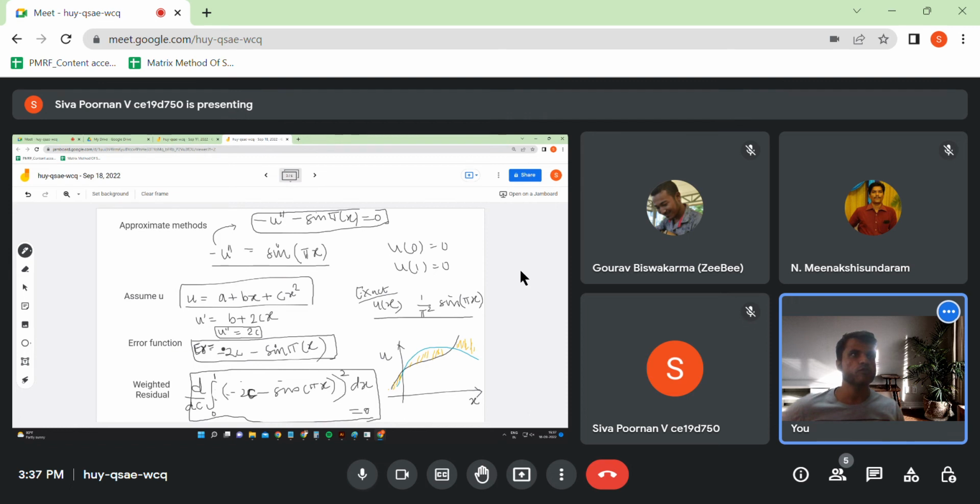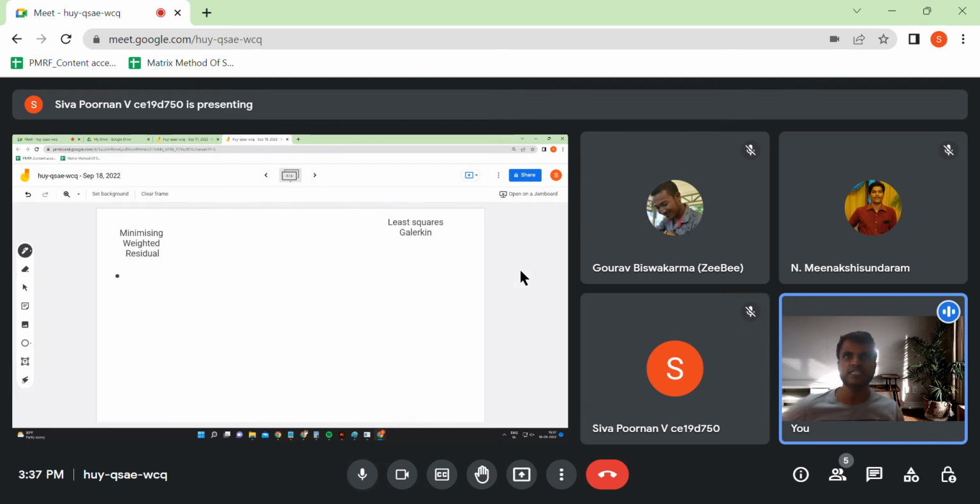Now what I had said earlier was that we can minimize, from 0 to L, I said error function into error function, right? But we need not always have error function into error function. We can have different forms of it. So in general, what people do is that instead of using error function into error function, we can just take some weight function into error function. Okay, but this weight should not be 1.